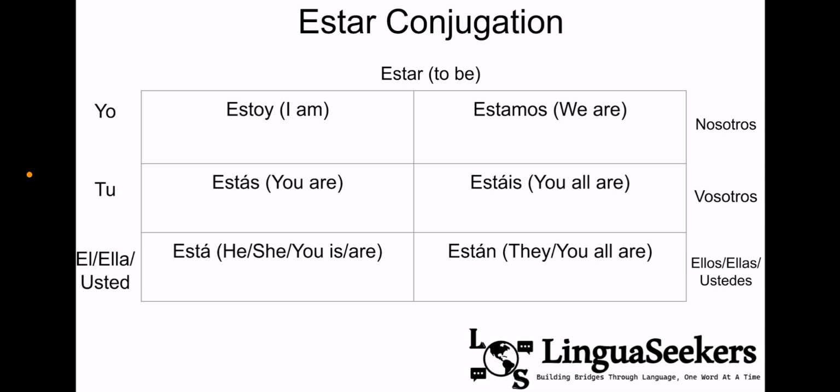Tú estás, you informal are, notice the accent mark on the a. Él, ella, usted está. He, she, and you formal is or are. Nosotros estamos, we are. Vosotros estáis, you all informal are, and ellos, ellas, ustedes están. They masculine, they feminine, and you all formal are. Again, notice the accent marks. And in general, this is just a verb that we need to memorize because of the irregularity in all the different forms.